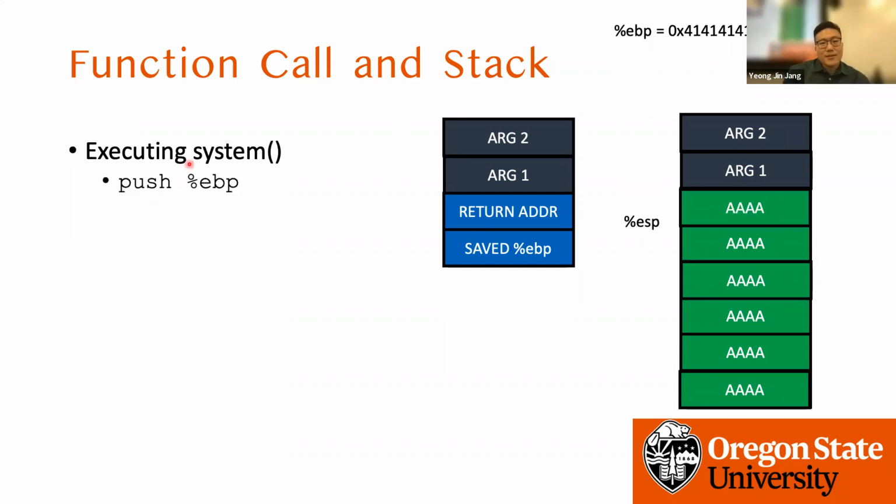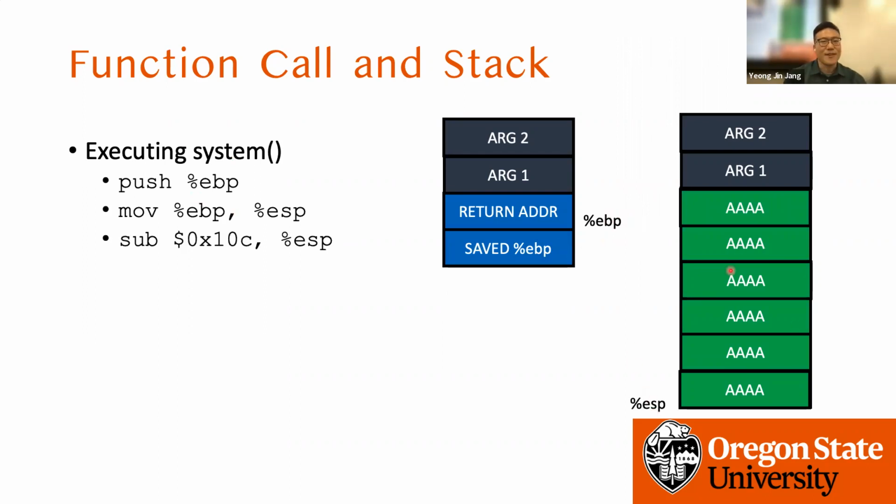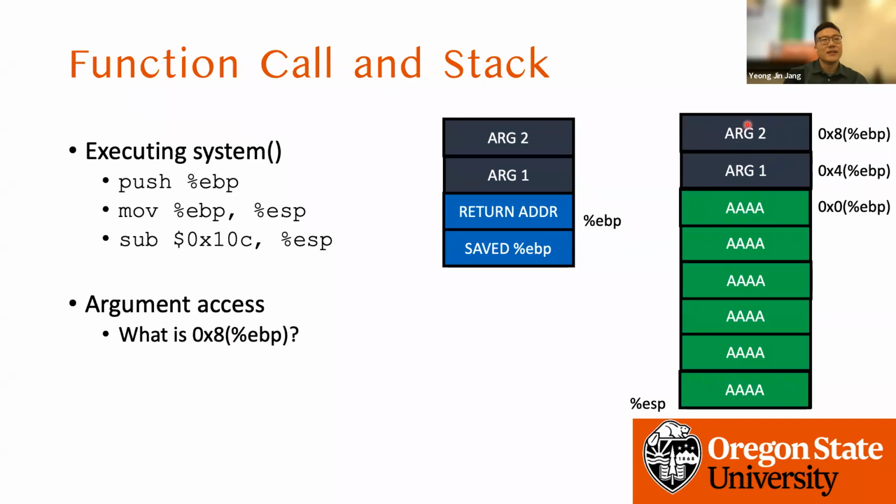So when we get to executing the system, the first one is the push EBP, and then move EBP ESP, and then reserve the stack for the local variable. And then in their notion, EBP plus 8 is the first argument. EBP plus 8 is this one. So if you put the address of the string at the second argument position of the original function, then that will be regarded as the first argument to the system.